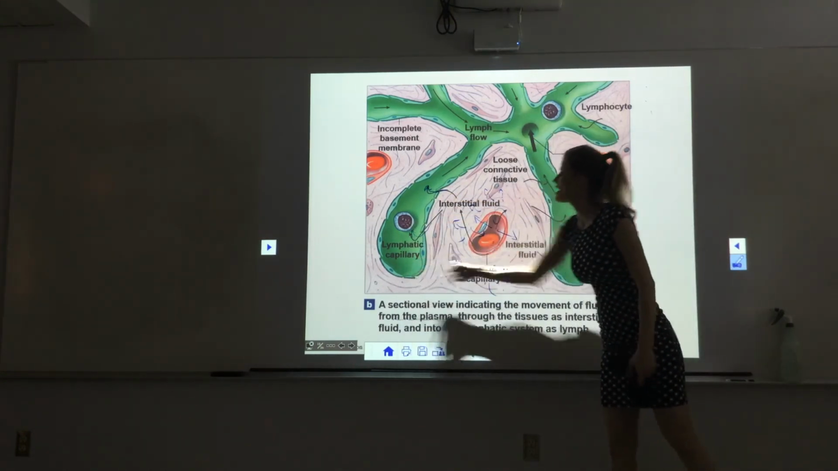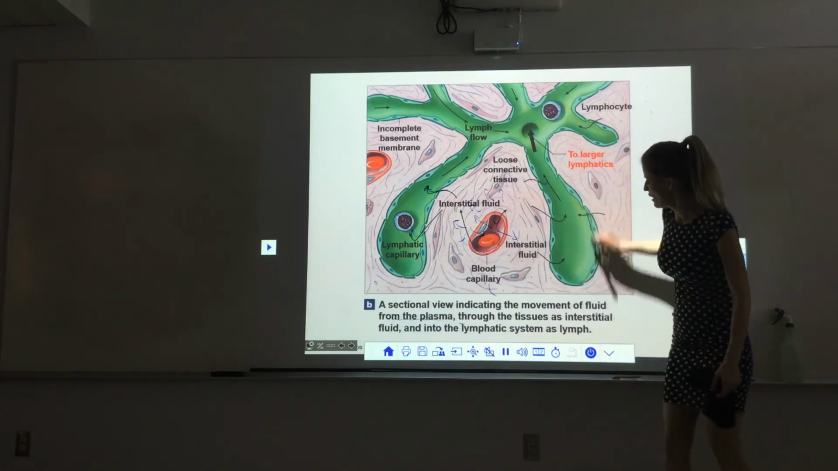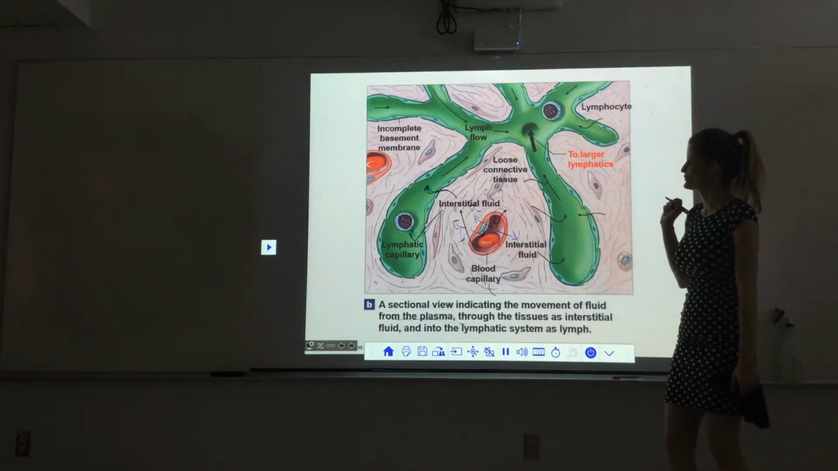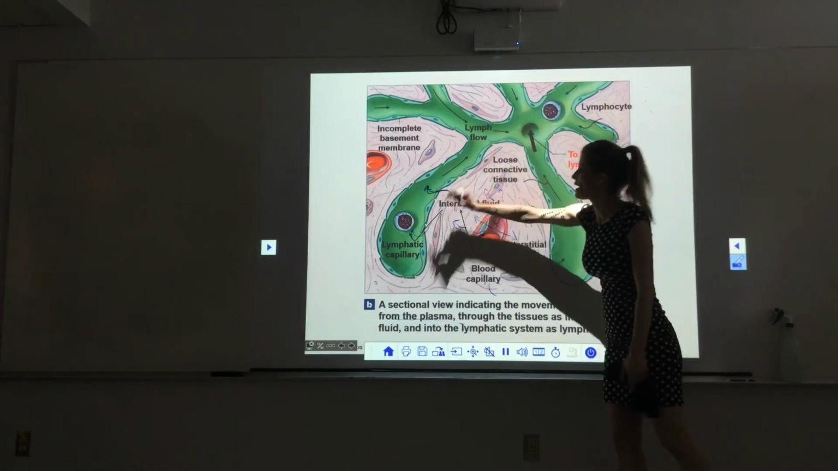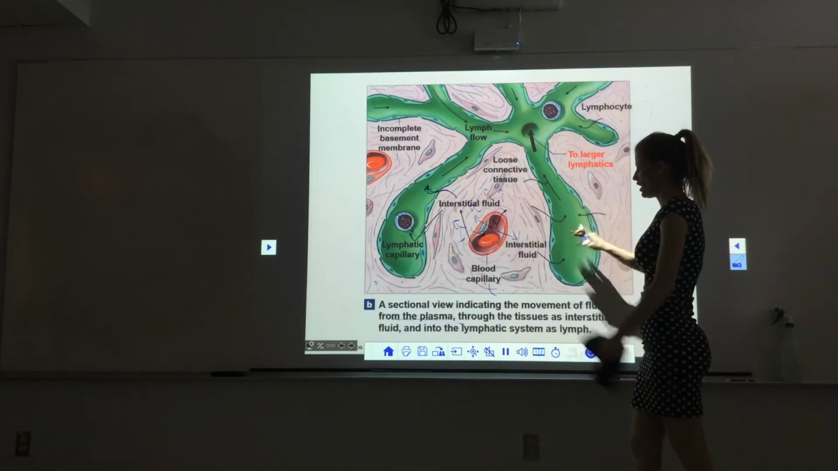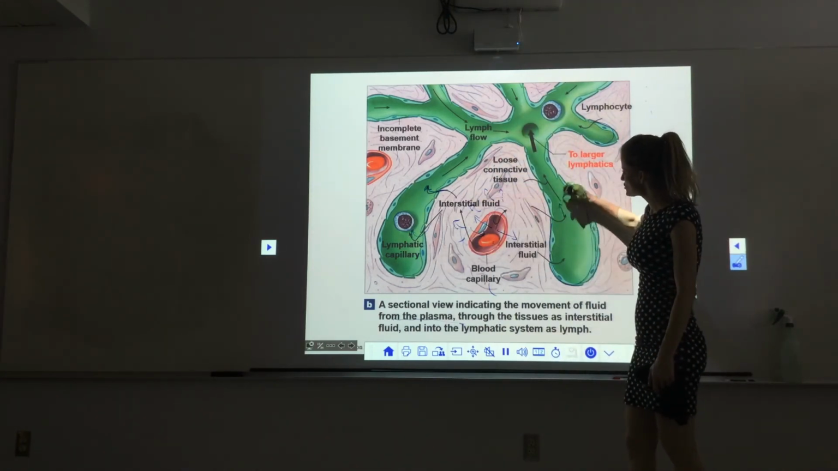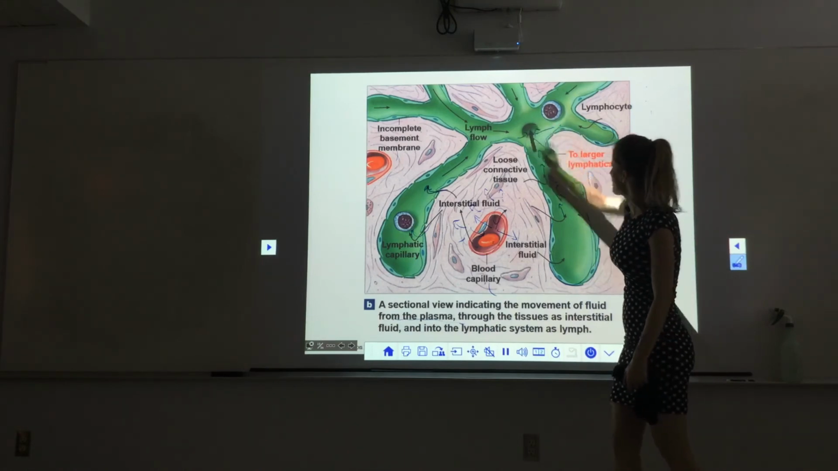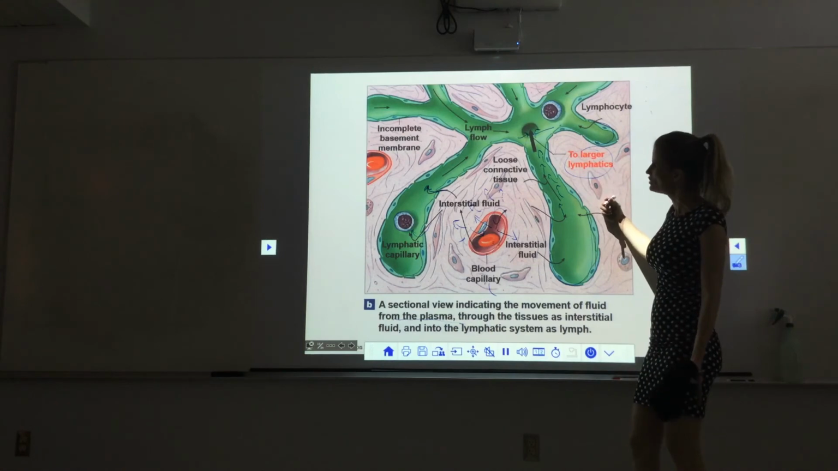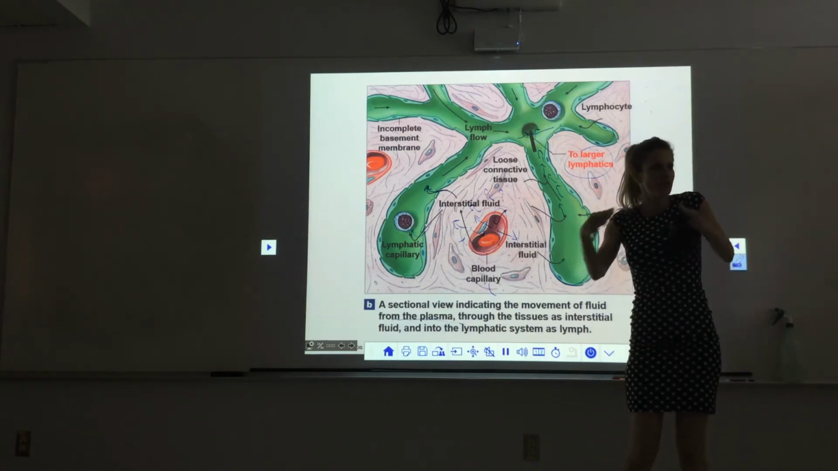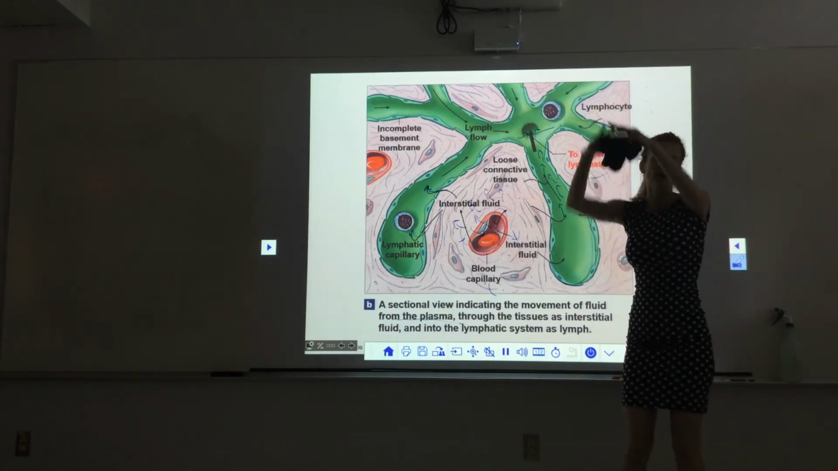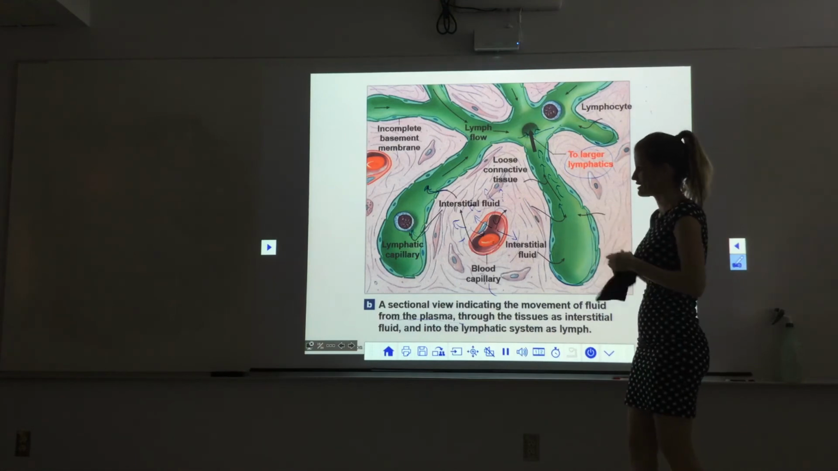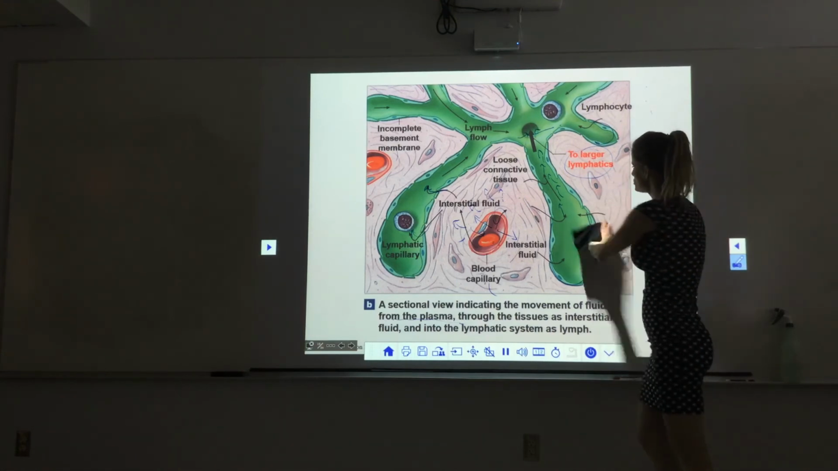Again, you'll notice the lymphatic capillaries start as pockets. They are not tubes. So all of these little terminal pockets are going to start collecting interstitial fluid, and the interstitial fluid will slowly make its way up, and the capillaries will join together to make a larger lymphatic vessel, just like the blood vessels, right? They join and they get bigger and bigger as they head back towards the subclavian.